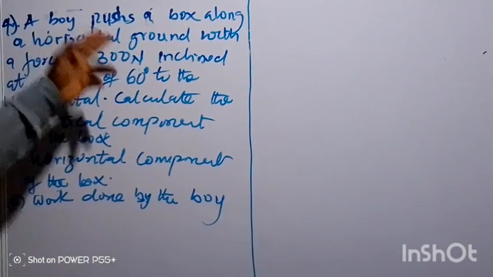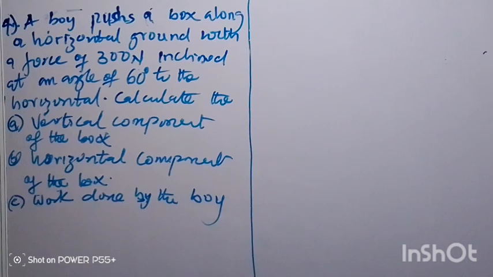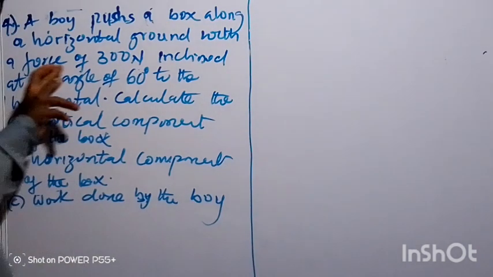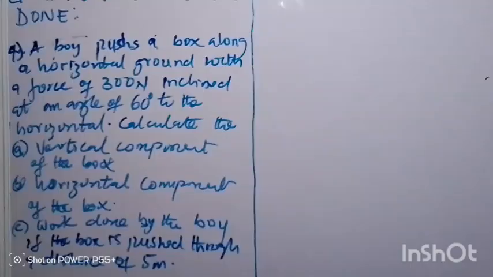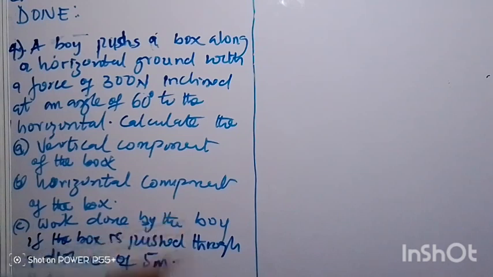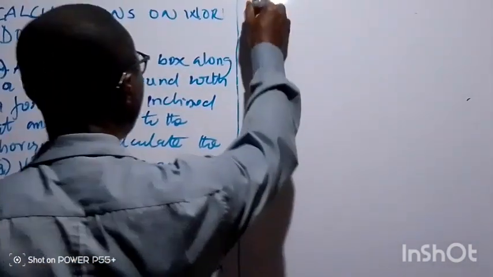A boy pulls a box along a horizontal ground with a force of 300 Newton inclined at an angle of 60 degrees to the horizontal. Calculate A, the vertical component of the force, B, the horizontal component of the force, and C, the work done by the boy if the box is pushed through a distance of 5 meters. Now, the solution to this one.